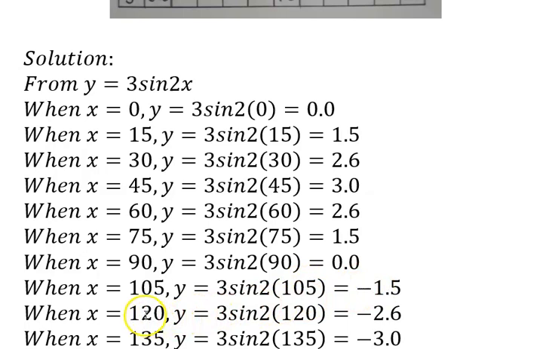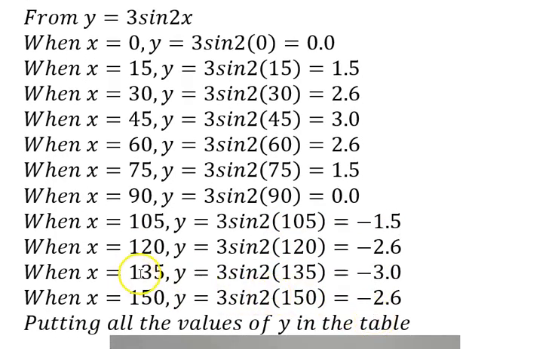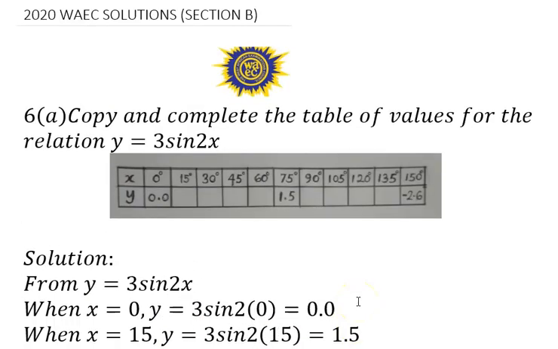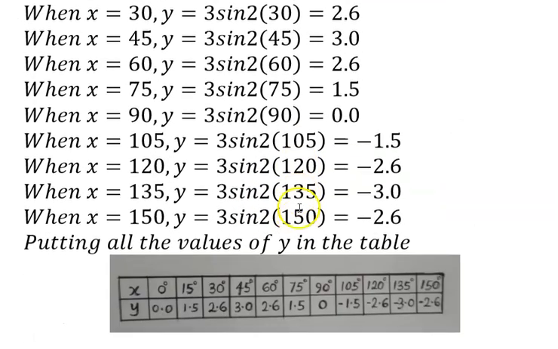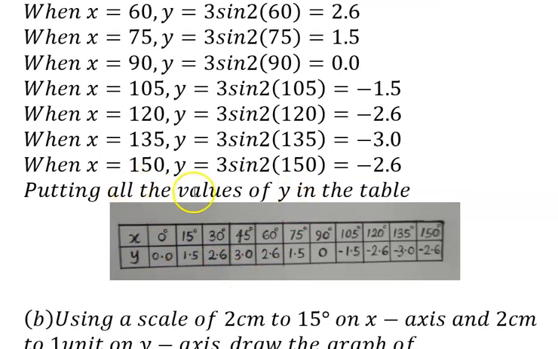When x is 120, you put it here, you get minus 2.6. When x is 135, you put here, you get minus 3.0. And lastly, when x is 150 degrees, you put here and get minus 2.6. Now, that is what the first question is saying, copy and complete. So, since you've been able to complete it, you just input all your values of y in the table, so you have completed all the table.